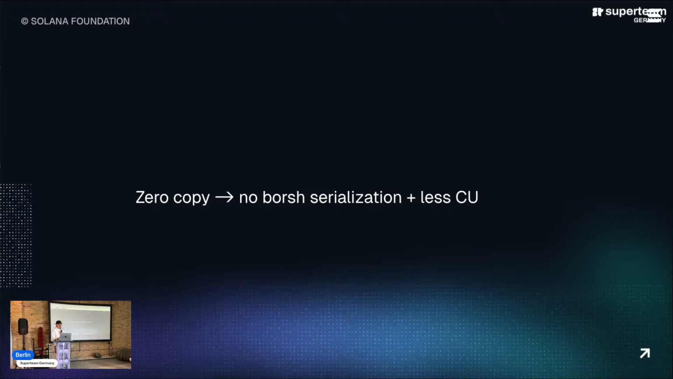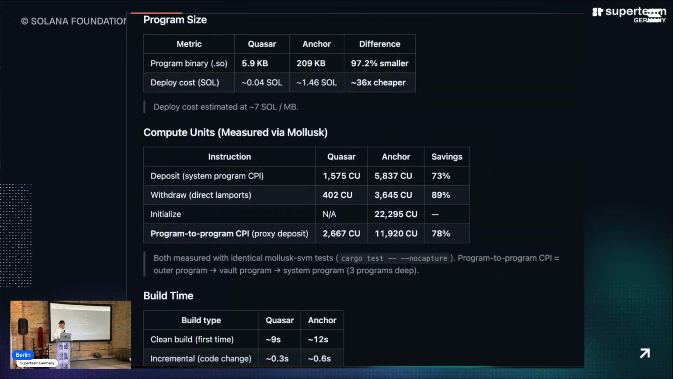Second one is zero copy. So if you used Anchor before, you maybe know that all the accounts were Borsh serialized. Borsh is a serialization library, and now we can use zero copy, which says all the accounts are not serialized anymore, but they are directly read and written to from memory. You don't necessarily need to understand this, but if you try out Quasar, it's good to know why it's so much faster and so much cheaper.